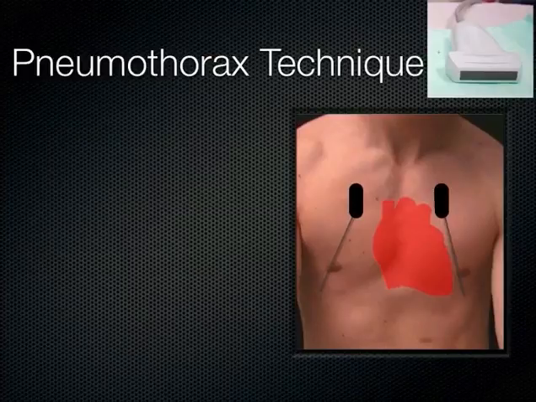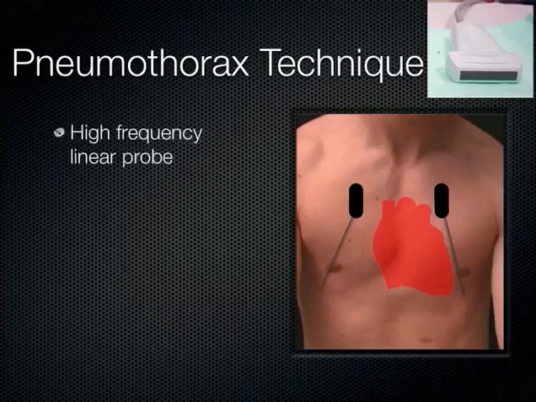You use the high frequency probe again because we're looking very superficially. We're looking for the pleural line, which is only a centimeter or two underneath the surface in some people. You choose the high frequency probe. You start in the second intercostal space.